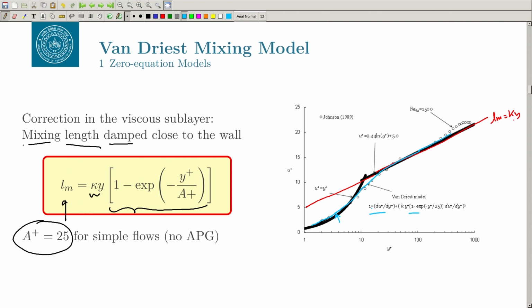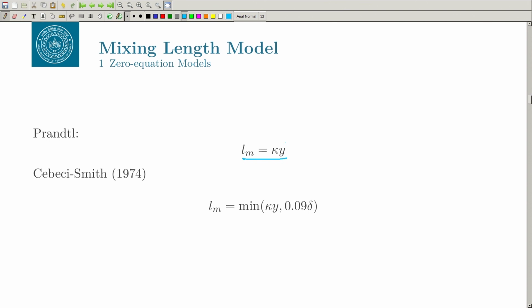And then we had some more models. These are all zero equation models. Why is it a zero equation model? Because you are not solving any equation. For the length scale, we are using the geometry, because it is coming from the y, the distance from the wall. And for the velocity scale, we are making an argument about the velocity gradient present between two layers which are separated by a mixing length. And that is given by the velocity gradient multiplied by that mixing length.